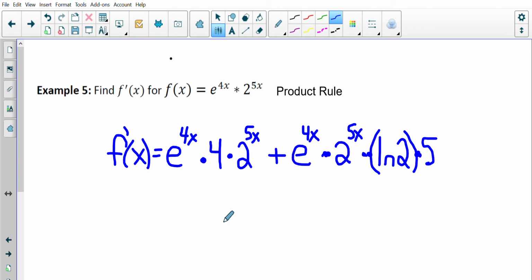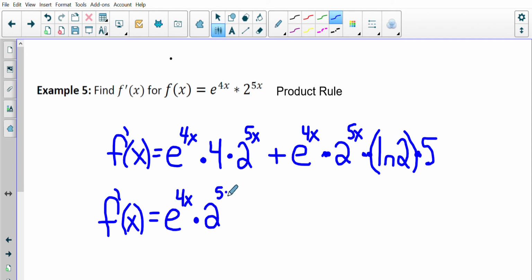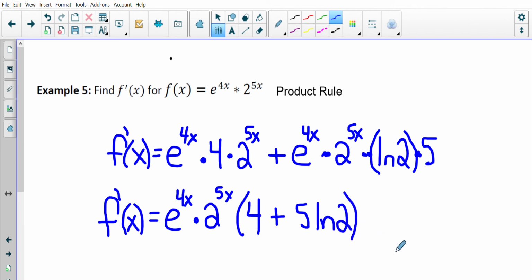Actually, I could common factor this because we have, in each term, a common factor of e to the power of 4x. And we also have a 2 to the power of 5x. And let's see, in our first term, all we need is a 4 there. And in our second term, we'd have 5 times ln 2. There we go. So that's a simplified version of that derivative.